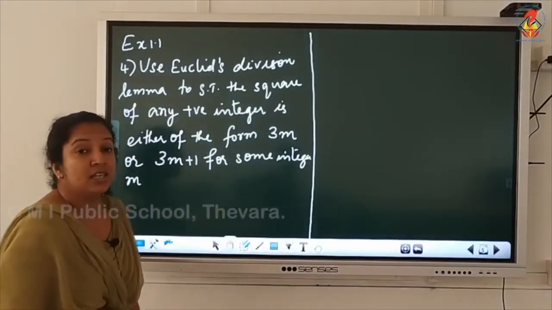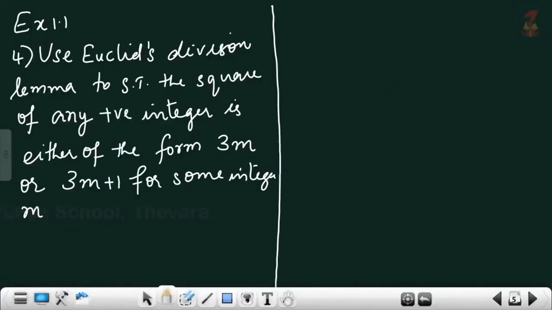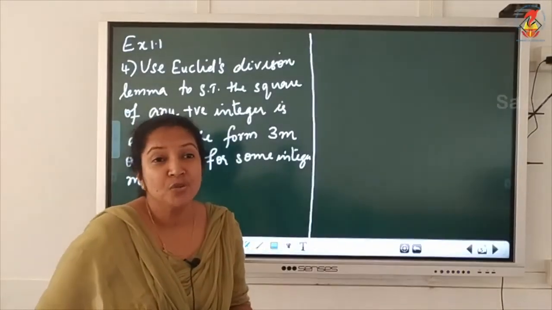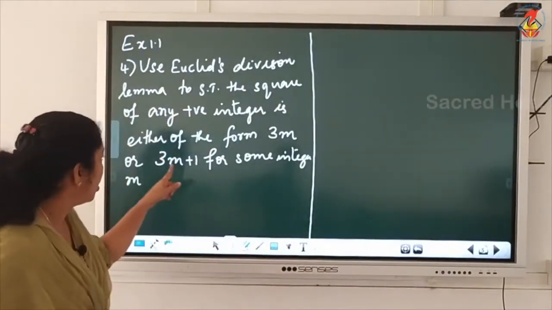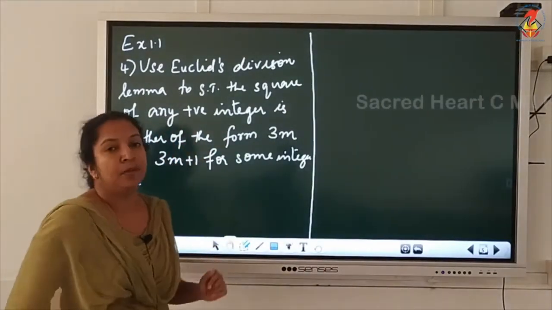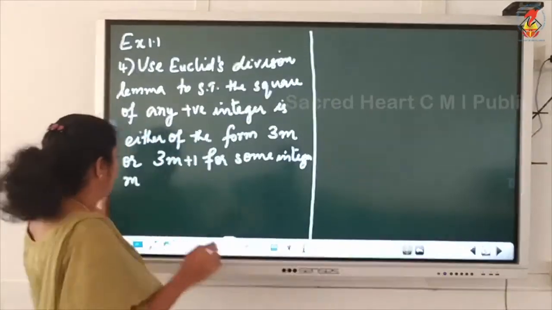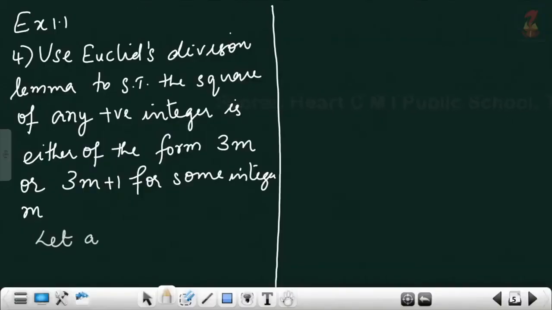Next is exercise 1.1, fourth question. Use Euclid's division lemma to show that the square of any positive integer is of the form 3m or 3m plus 1 for some integer m. The square of any positive integer is of the form 3m or 3m plus 1. So, let a be a positive integer.